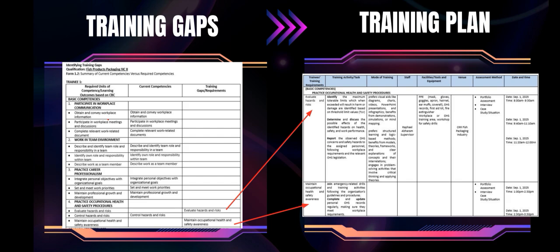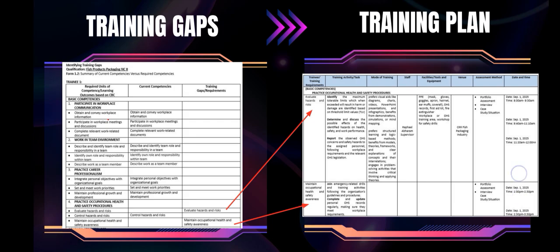During my survey, I identified in this presentation one trainee, which is trainee number 1. He has 2 training gaps in the basic competency. So, translation to training plan: just copy-paste the evaluate hazard and risk, and maintain occupational health and safety procedure to your training plan, which is the trainee's training requirements.